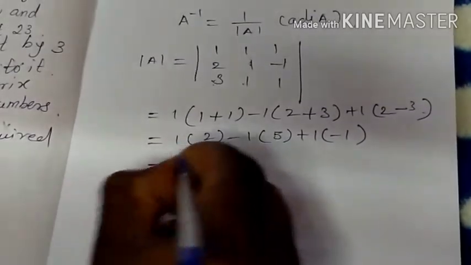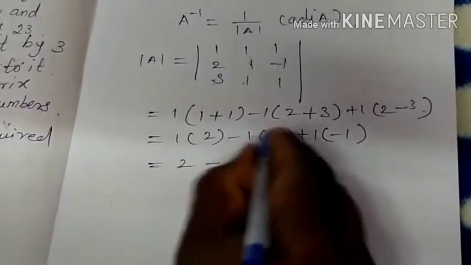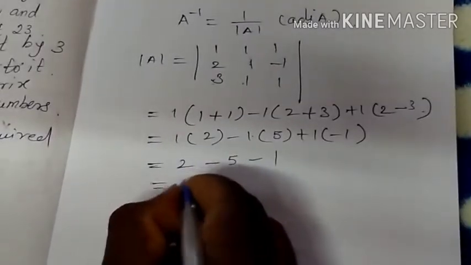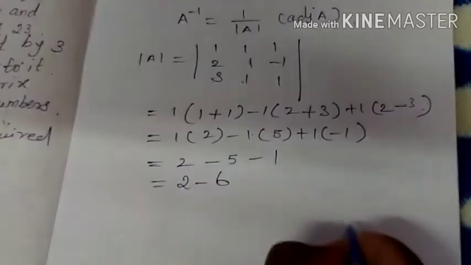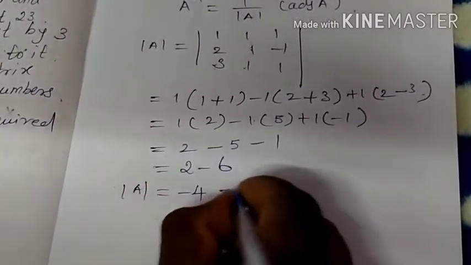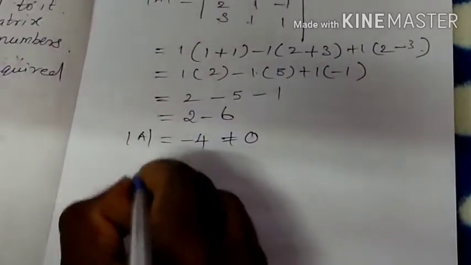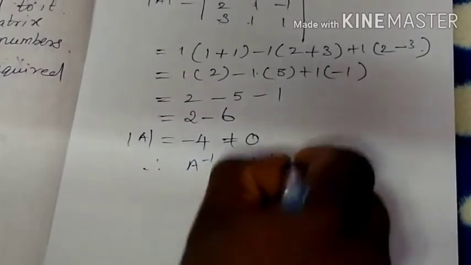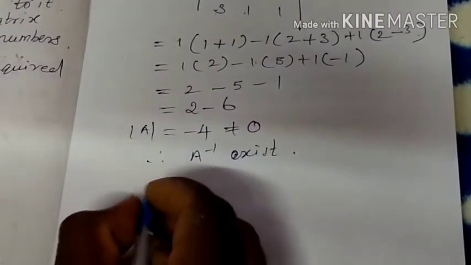Which is equal to 1 twos are 2, minus 1 fives are 5, plus into minus, 1 ones are 1, which is equal to 2 minus 6 totally. This is equal to minus 4. The determinant of A is equal to minus 4, which is not equal to 0. Therefore, A inverse exists. Then find the adjoint of A.